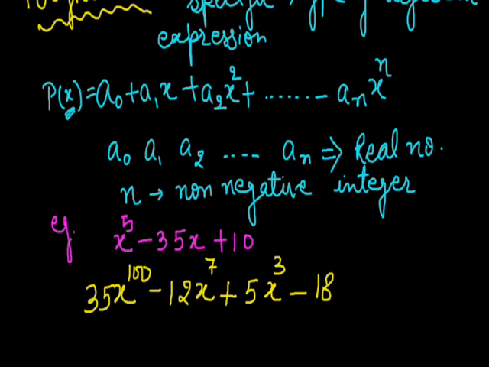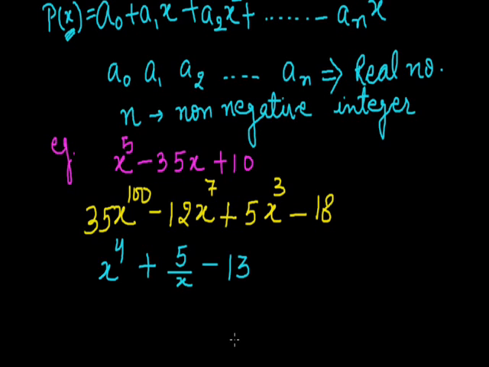Now we see an example which is not a polynomial, that is x to the power 4 plus 5 divided by x minus 13. Why is this not a polynomial? Because the second term is 5 divided by x, and it will be written as 5x to the power minus 1. So the exponent or the power is a negative integer, which contradicts the definition of polynomial, so it is not a polynomial.